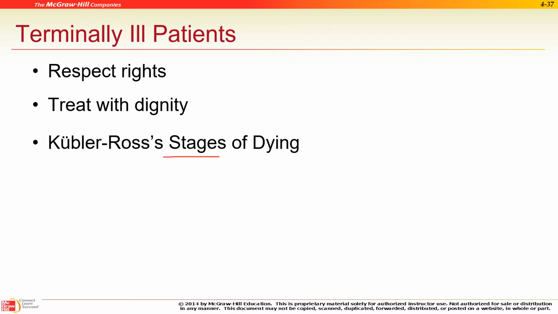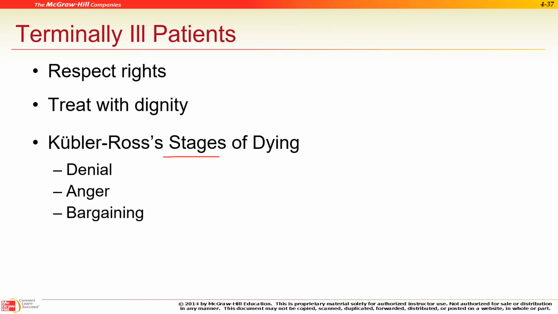Stages of dying. So the 5 stages. The first one is denial. This is not happening to me. So they don't accept it. They don't believe that they're having cancer, AIDS, and they're dying. Next is anger. So they might throw a tantrum, have fits. Why is it happening to me?